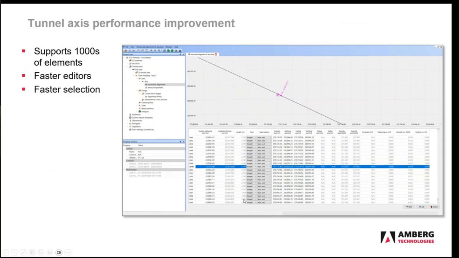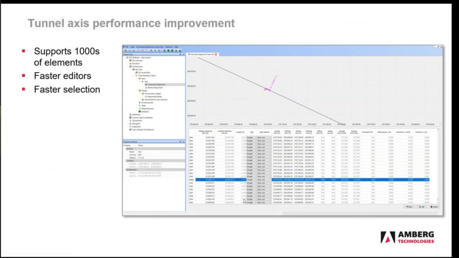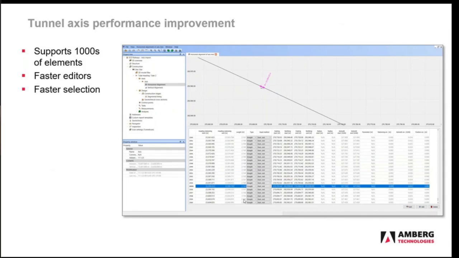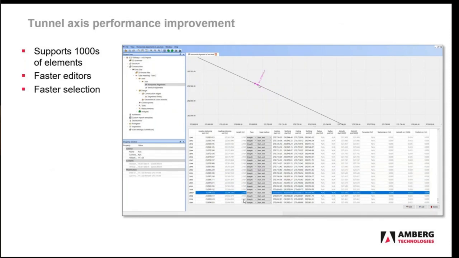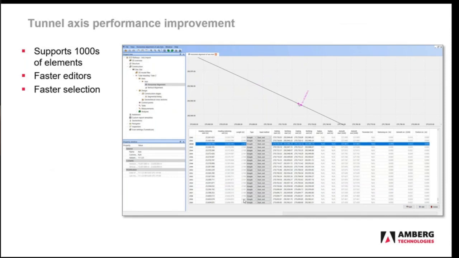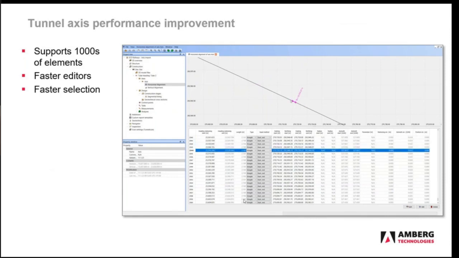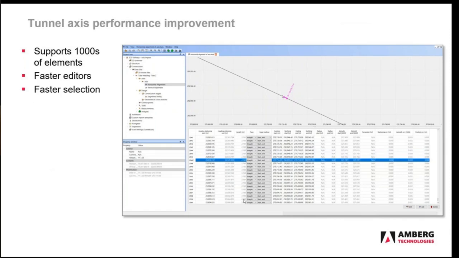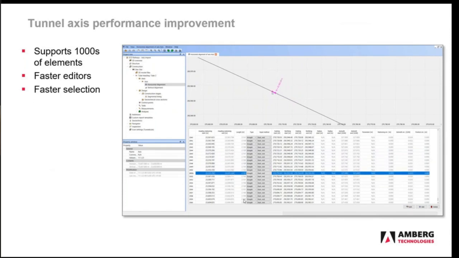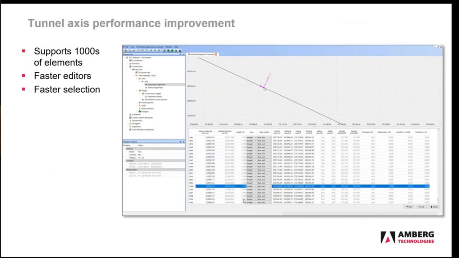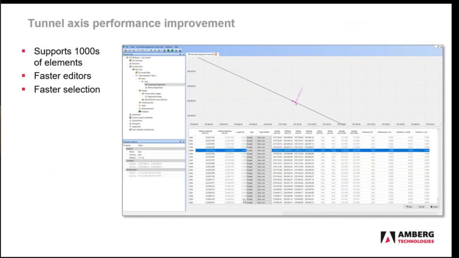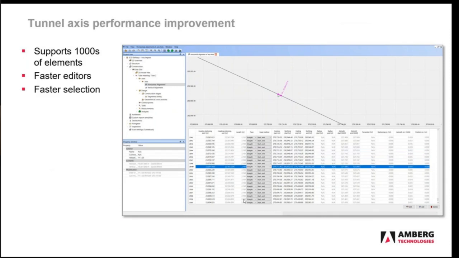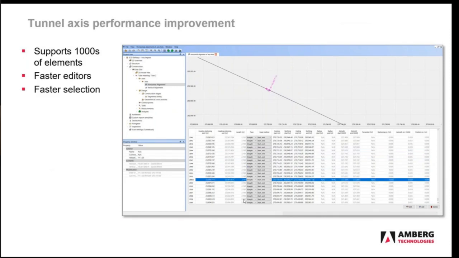And when you work with data like this, it would really slow down the whole project, because almost every other editor is connected to the axis in some way. So even opening the point cloud editor could be slow and take too long to respond. Selecting profiles in the analysis can also be affected. So now we are dealing with this much better, where the selection is faster, the opening of editors is faster. General improvements we expect you will see across Amberg Tunnel.